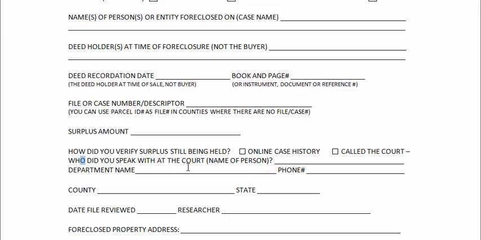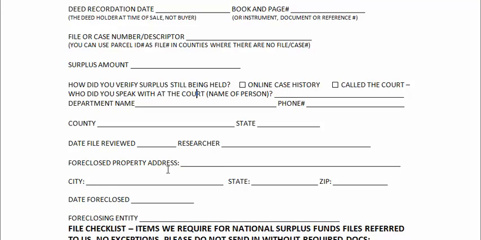Guys, there are no black helicopters flying over the courthouse. It's a phone call. Don't be afraid. If you get their email, you can also ask through email. But their job is to tell you. So buck up. Don't be afraid to make the call. Also, the department name and the phone number you called. We're going to check, guys.